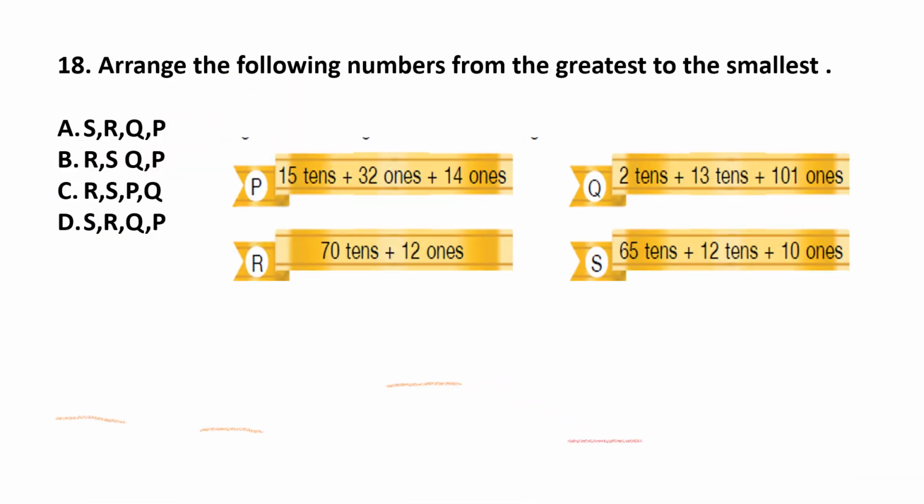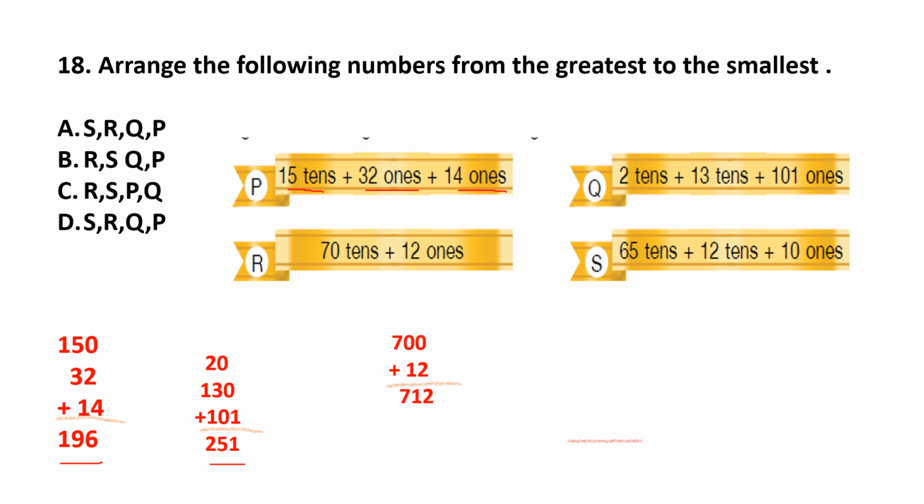Question number 18. Arrange the following numbers from the greatest to the smallest. Here P is given 15 tens plus 32 ones plus 14 ones. 15 tens is 150, 32 ones is 32, and 14 ones is 14. So let's add 150 plus 32 plus 14 is 196. Same in Q is 20 because it is 2 tens, 13 tens is 130, and 101. Is 251. R is 700 plus 12, 712. S is 650 plus 120 plus 10. This is 780.